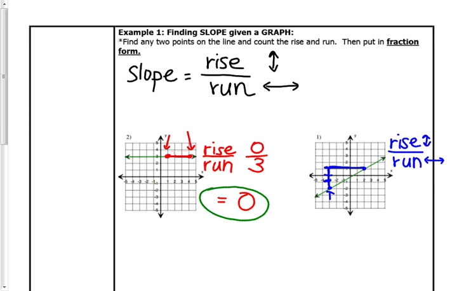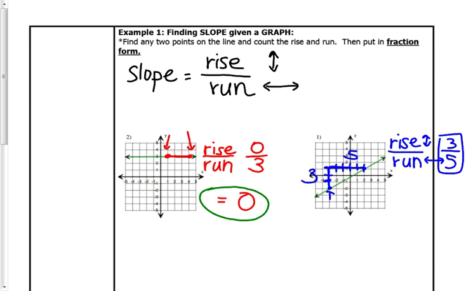1, 2, 3 spaces, right? So we went up 3 and we went over 1, 2, 3, 4, 5. So my rise is going to be 3 and my run is going to be 5. Okay, so this is my slope here.